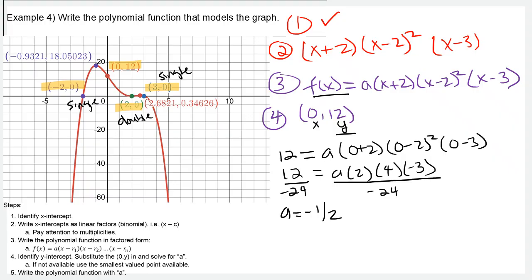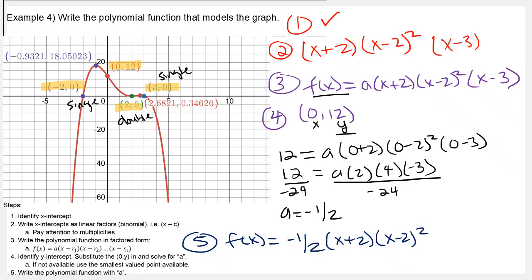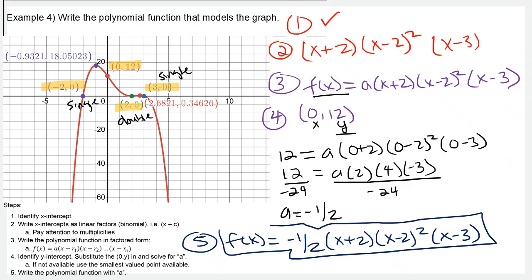Okay. Step 5 is to write your polynomial function. So we'll write our polynomial function, and we get f of x equals negative 1/2 times x plus 2 times x minus 2 squared times x minus 3. And again, this is our factored form. If it did not want it in factored form, then we would need to distribute. So this is in factored form. So we would distribute, and you can only distribute 2 things at a time.